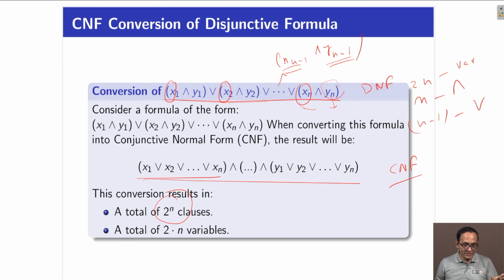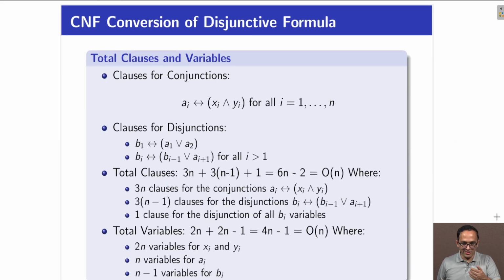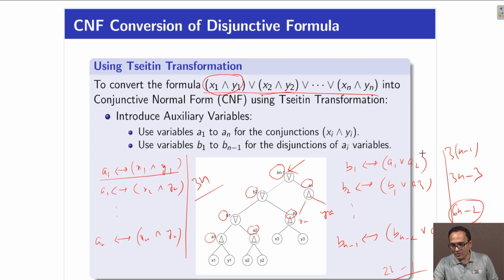So, earlier the size was 2 to the power n, and I am now getting about 6n clauses, which is linear growth, not exponential growth. So, in general we will get clauses like this: Ai implies xi and yi for all i for the AND operators, and for the OR operators the generic term is Bi implies B i minus 1 or A i plus 1 for i greater than 1, and for B1 I will get A1 or A2. For other cases, B1 or A3, B2 or A4 and so on.